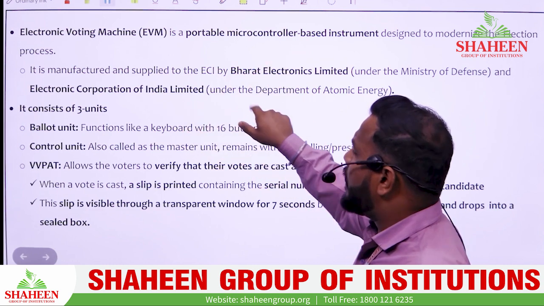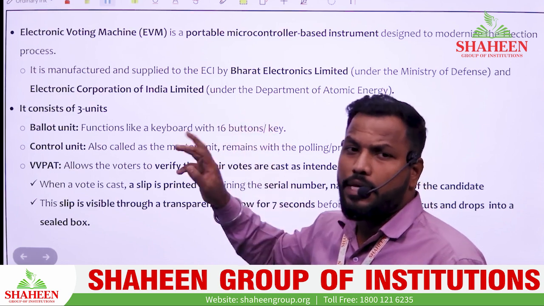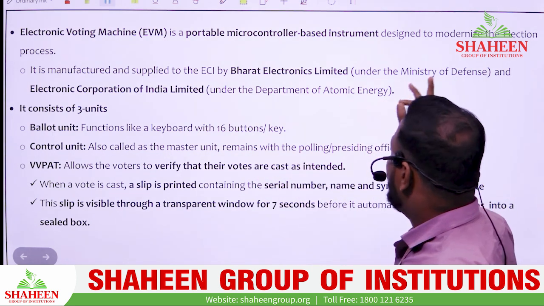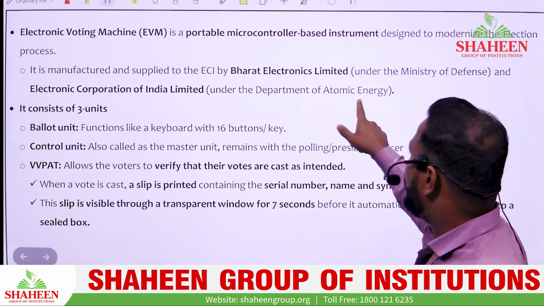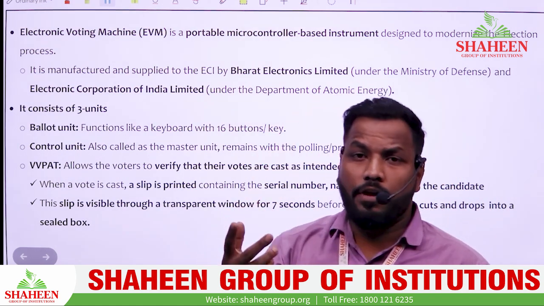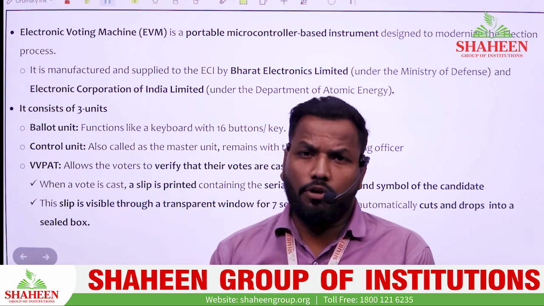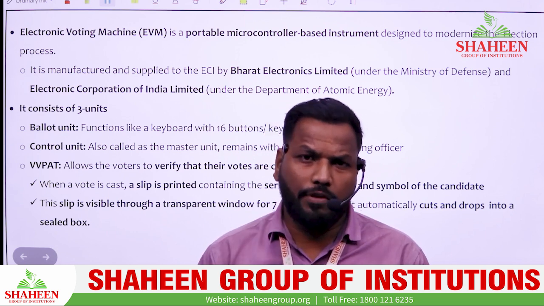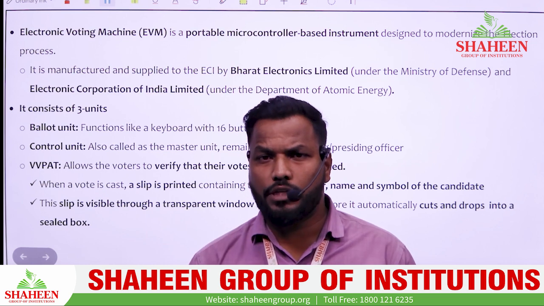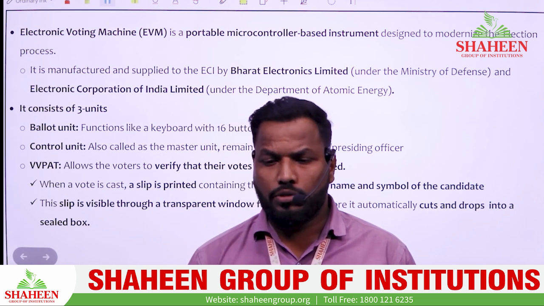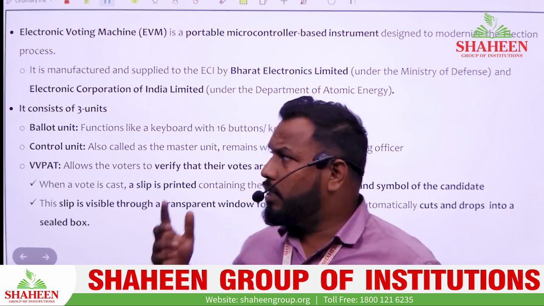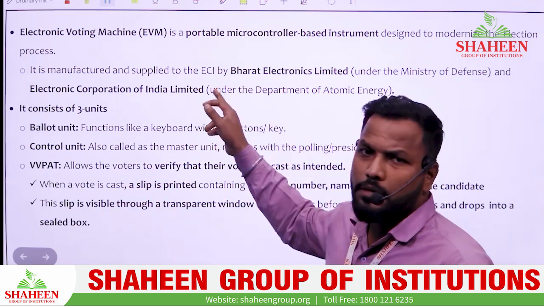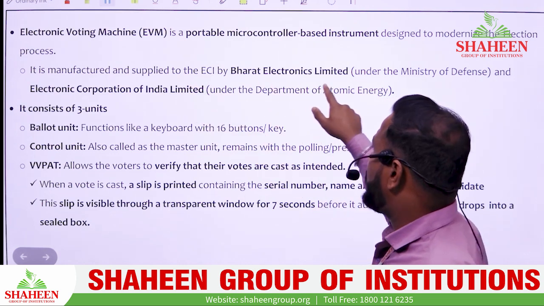It is manufactured and supplied, very important, by BEL, Bharat Electronics Limited, under the control of two ministries: the Ministry of Defense and the Ministry of Atomic Energy. Two ministries are checking whether the technology used in the EVM is proper, whether it is working the way the common citizen of this country expects the EVM to be. So these two ministries are observing and researching the machine, but it is manufactured by Bharat Electronics Limited.